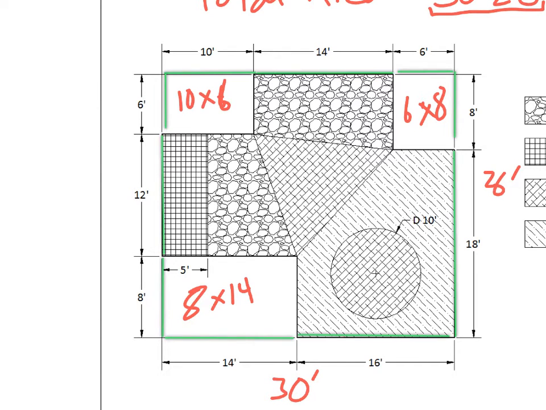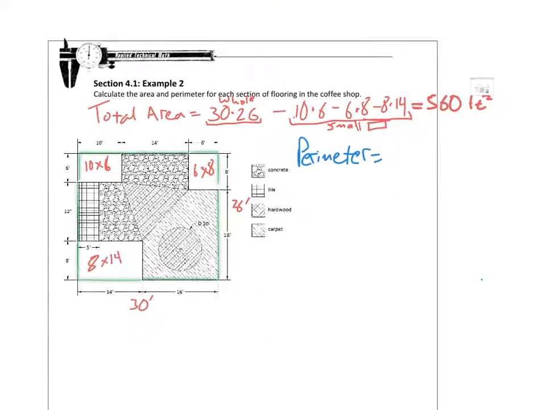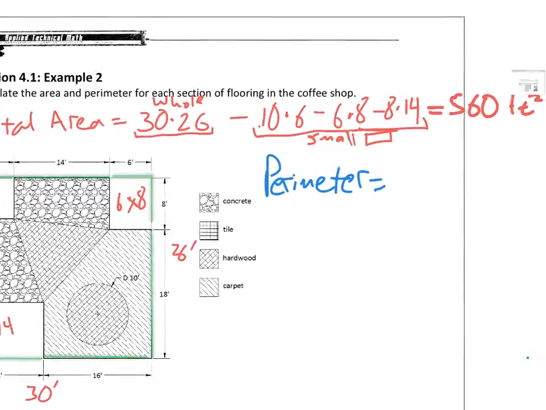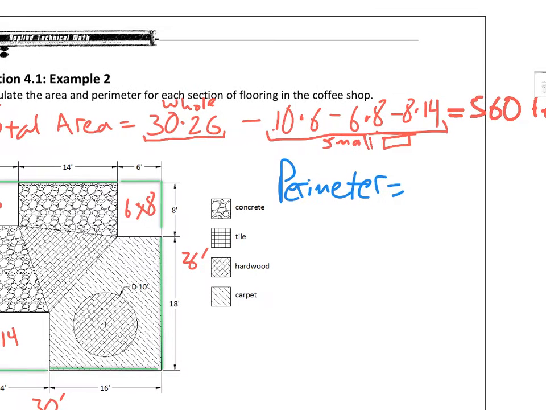Okay, so let's just find the perimeter of the whole thing there. That's all we need to do. So the perimeter of the whole thing is the perimeter of that rectangle there. We found out the rectangle is 30 by 26. So the perimeter is going to be, we have two sides that are 30. So 2 times 30.